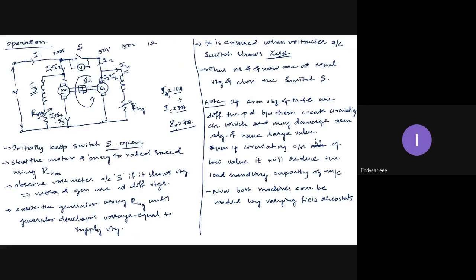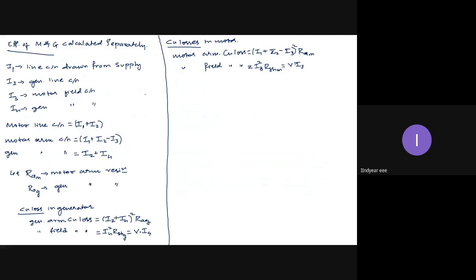Now observe from the circuit diagram. Like I already told, the output required to drive the load is developed by the input power given by each of the machines. So the supply power received from the source is only to cater the losses. I can write here: the power drawn from supply is equal to total losses in both machines.